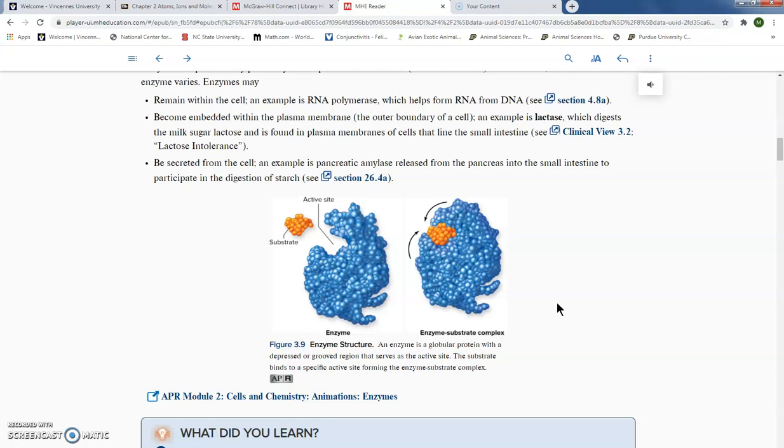And so you can have enzymes that are made in the cell, but then they are released from the cell, and then they do their catalyzing of chemical reactions outside of the cell.